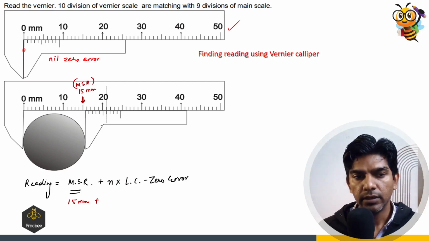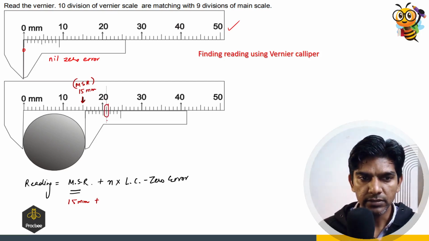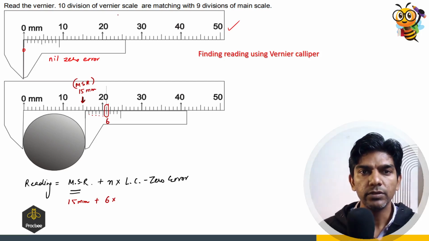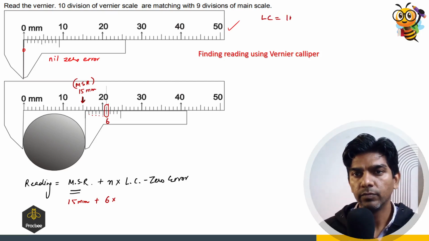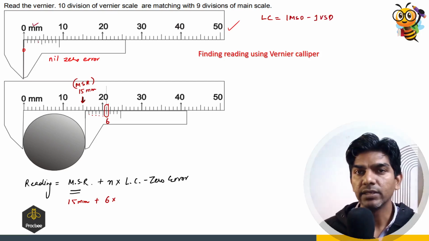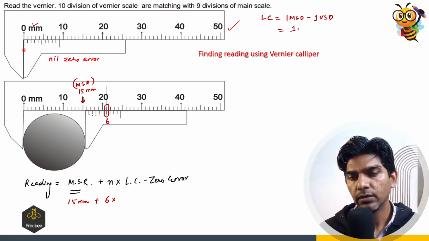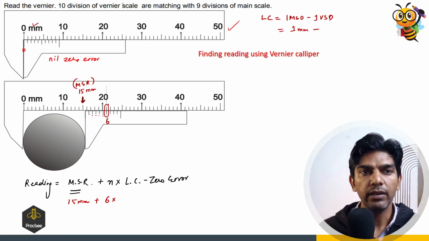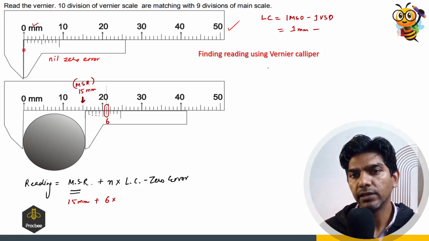And n is the Vernier scale division which is coinciding with the main scale. If you look at this, 6th division: 1, 2, 3, 4, 5, 6. 6th division is coinciding. So 6 times the least count. Now what is the least count? We know least count is 1 main scale division minus 1 Vernier scale division. Here main scale is in millimeters, so that will be 1 millimeter. And we have been given that 10 Vernier scale divisions are matching with 9 main scale divisions. So 10 Vernier scale divisions equal 9 main scale divisions. So 1 Vernier scale division will be 0.9 times main scale division.